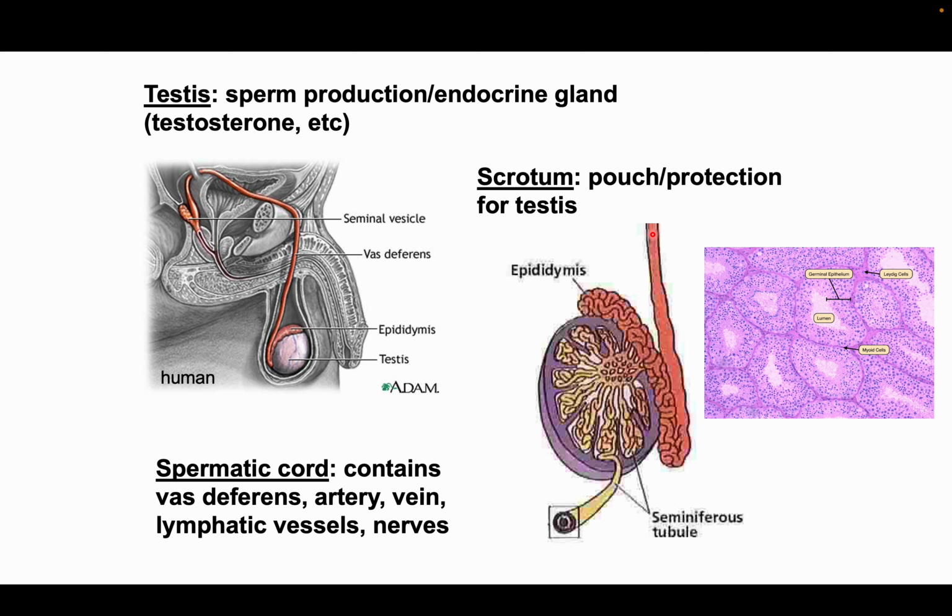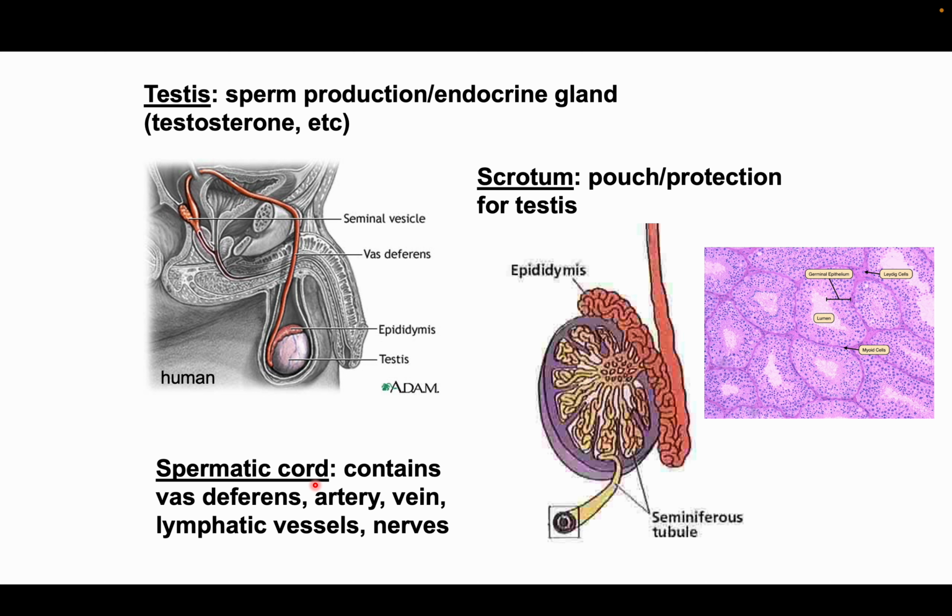Now, the testis and the epididymis are covered by a very important structure called the scrotum. Before you can even see the testis and the epididymis clearly, you have to remove the scrotal pouch to be able to examine this. Furthermore, keep in mind the vas deferens is a tube-like structure that's surrounded by arteries and veins and nerve endings that go to the testes. The bundle of those cords is called the spermatic cord.